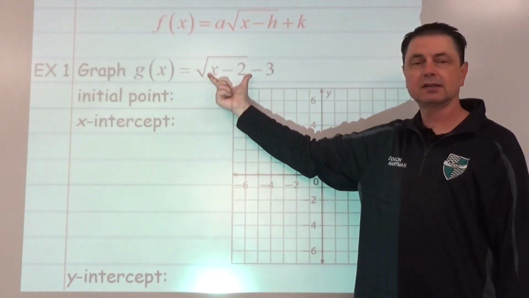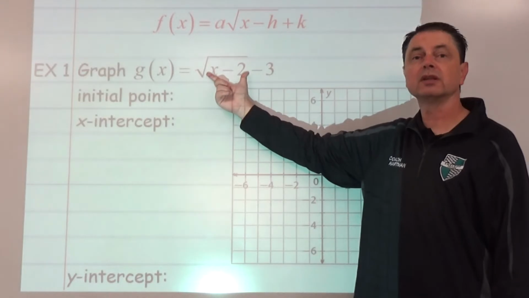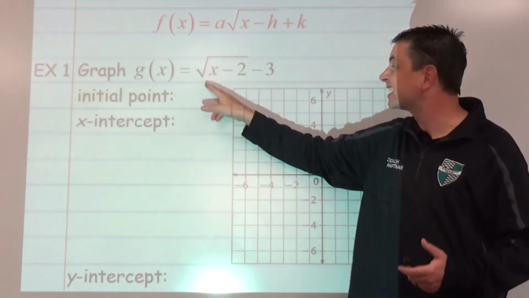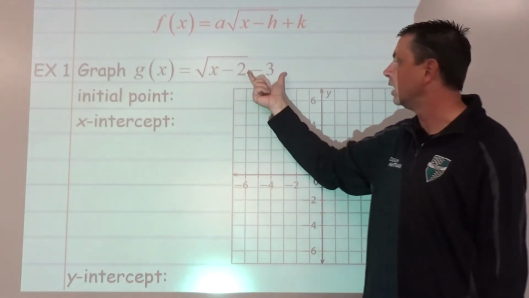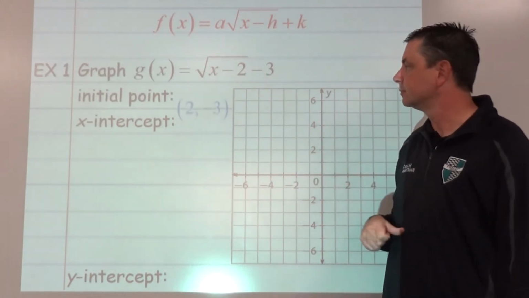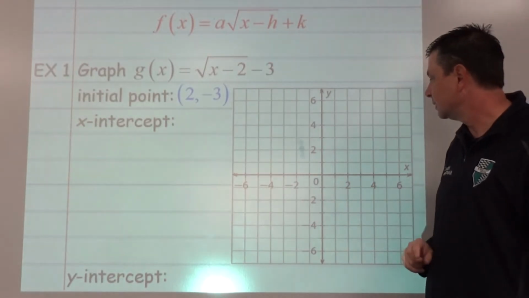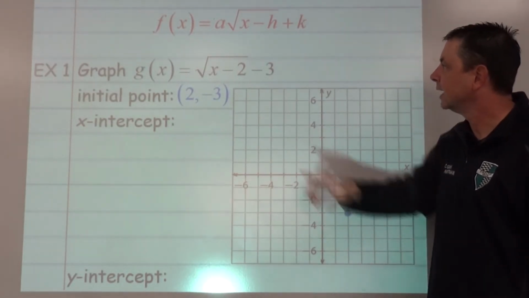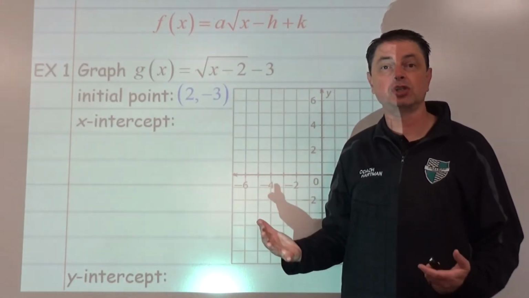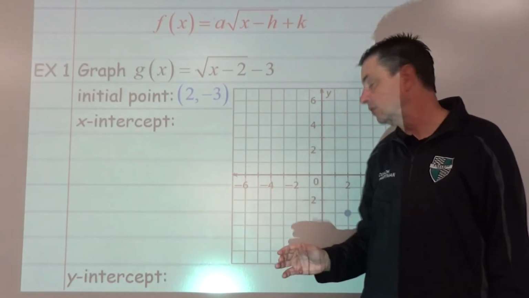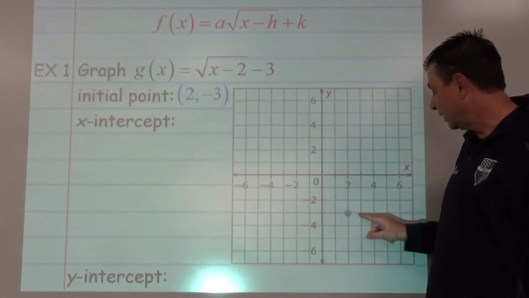H is 2, x minus 2. Inside parentheses, or in this case, underneath the root, think opposite, 2 comma negative 3. So we'll start out there at 2 comma negative 3. And then the a value is 1, so we just have the exact same shape as our parent function, which was from there, right 1 up 1.